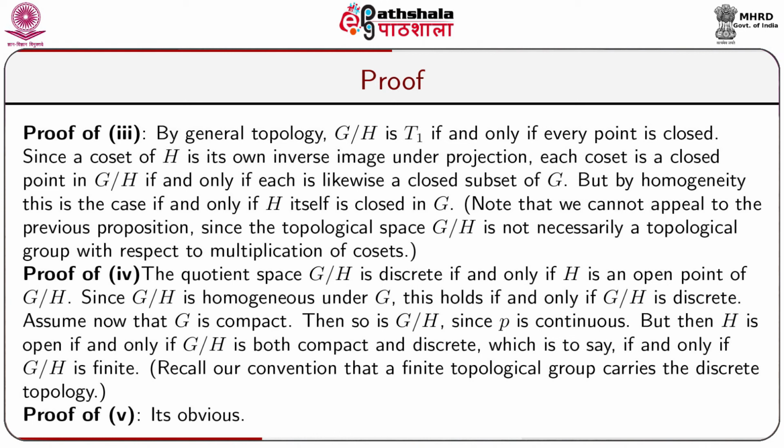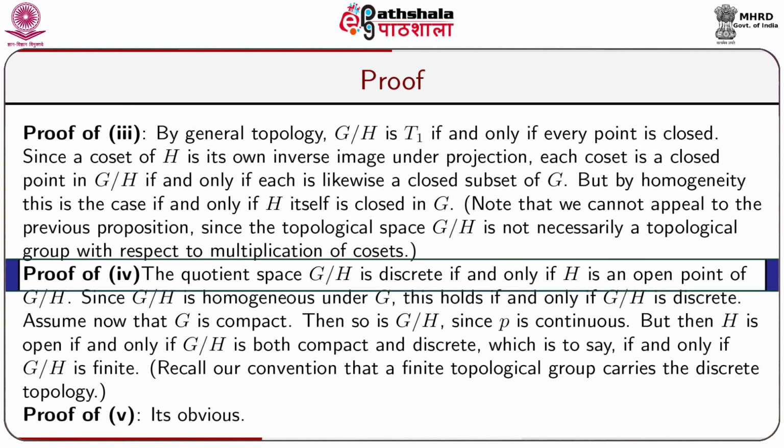if H is closed, then G by H is T1, and conversely, if G by H is T1, then every singleton is closed, and therefore the singleton element H in G by H is closed. That means H is a closed subgroup.